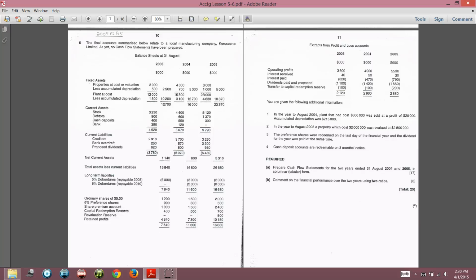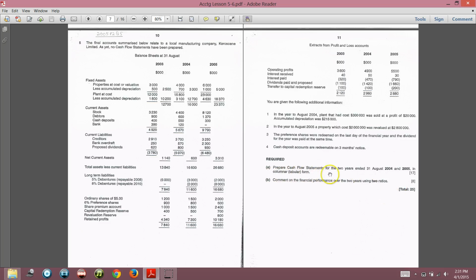So you should get ready the 2005 question. You see this question is 25 marks, Paper 2. Paper 2 has 4 questions and you should finish it in 3 hours. So that means each question you should allocate 45 minutes.